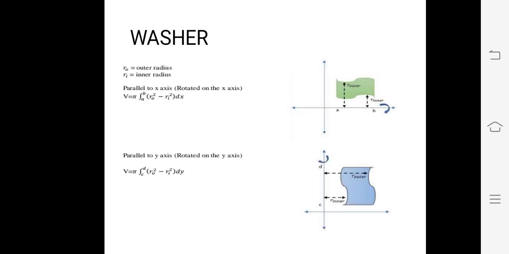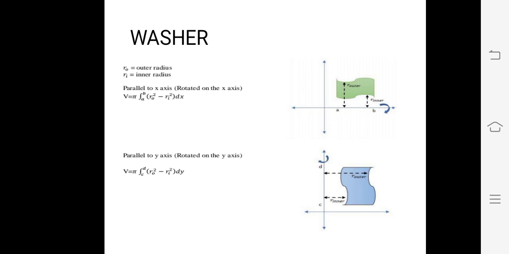Next, we have the washer method. In the washer method, r sub 0 stands for the outer radius and r sub i is equal to the inner radius. So this is our outer, and this is our inner. If the graph is rotated about the x-axis, the formula we use is volume is equal to pi times the integral from a to b of r sub 0 squared minus r sub i squared dx.